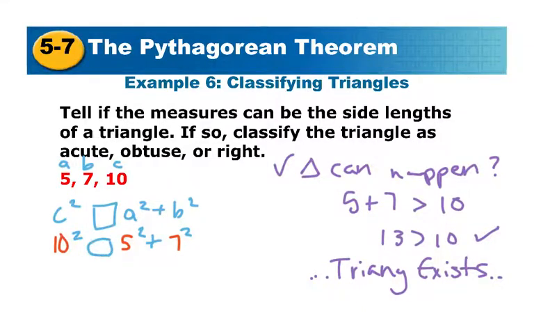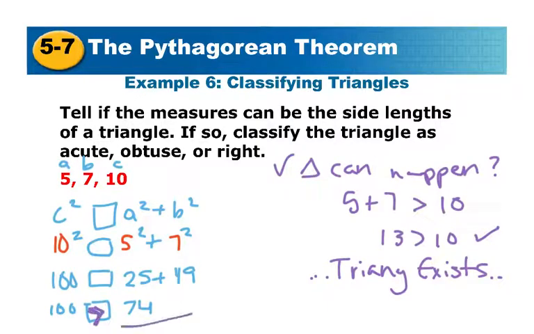So continuing to fill in this box, 10 squared is 100, and we're seeing if that is equal to, less than, or greater than 25 plus 49. So is 100 less than, equal to, or greater than 74? And it turns out that it is greater than. And so because we used greater than, that means it's an obtuse triangle.